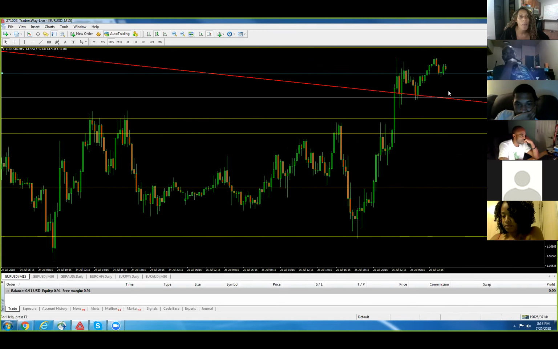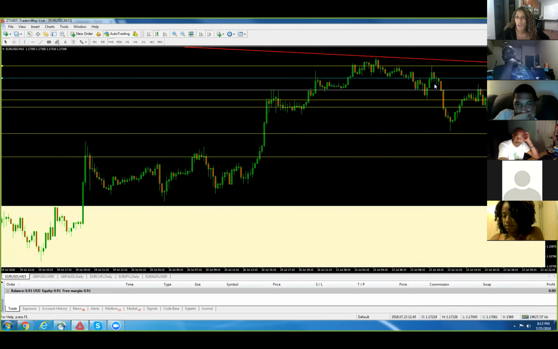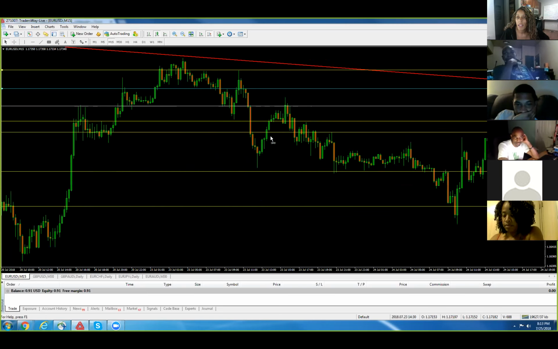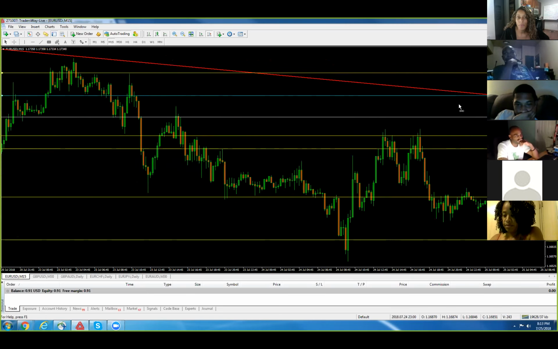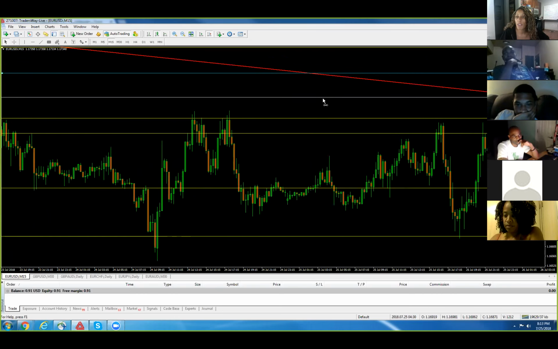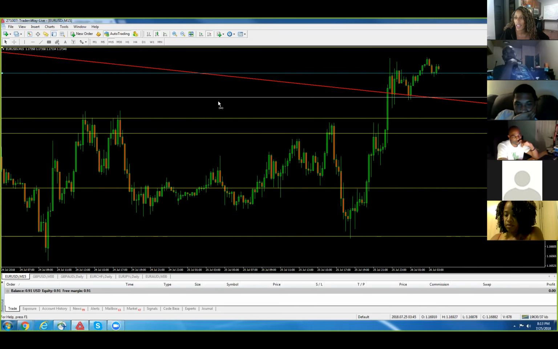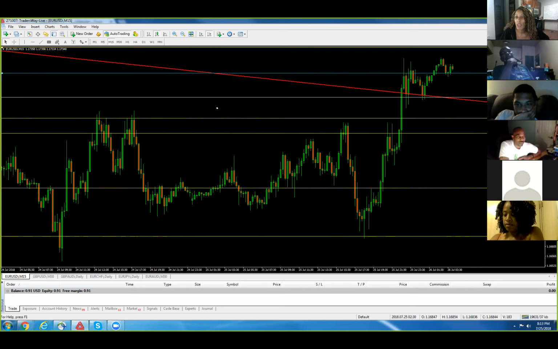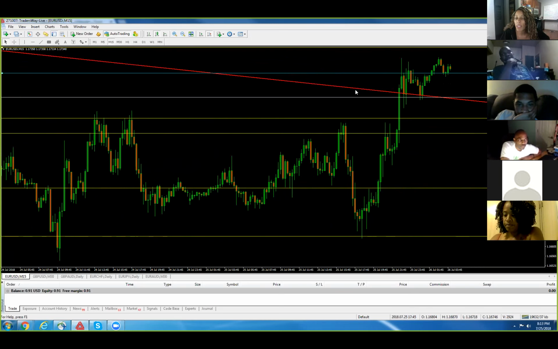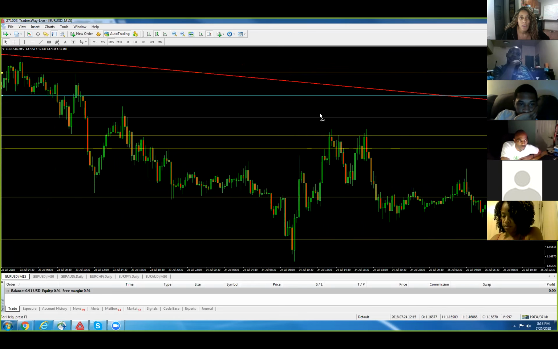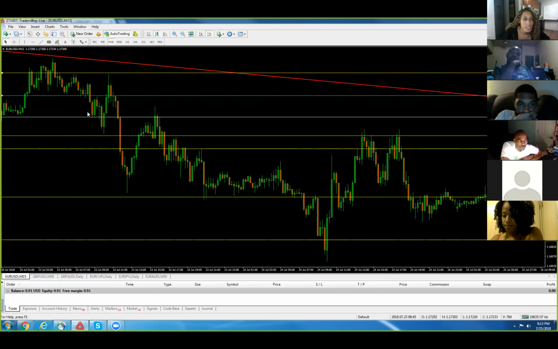All right, now I'm on the 15-minute chart. I gotta draw 15-minute support and resistance, don't I? Okay, so now I got 15-minute support and resistance. Let's see where we could put something. I'm looking over here. I mean, maybe in here.